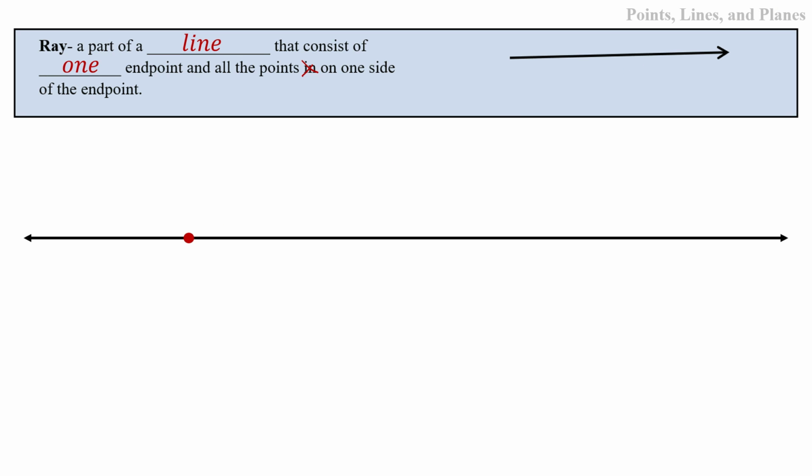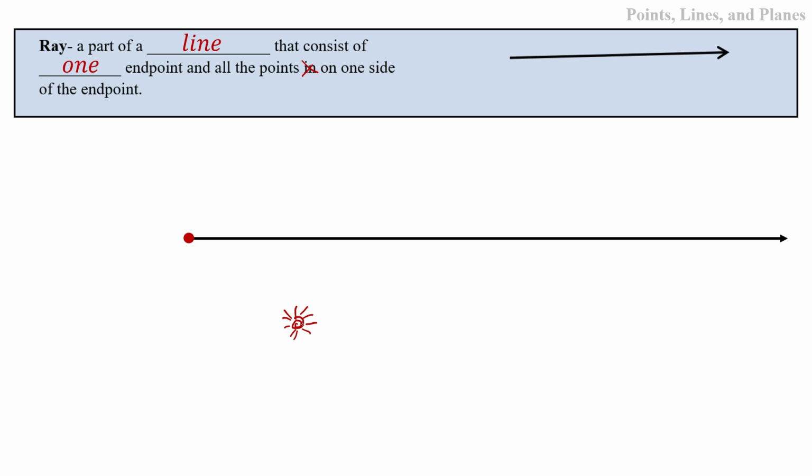If I draw one endpoint, well, I can look at either the left side or the right side. In this case, let's look at the right side. This is an example of a ray. Okay? And a good way to memorize a ray is to think of the sun. What does the sun produce? Well, it produces sun rays.